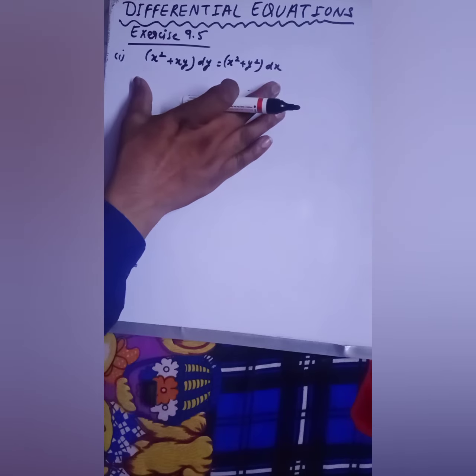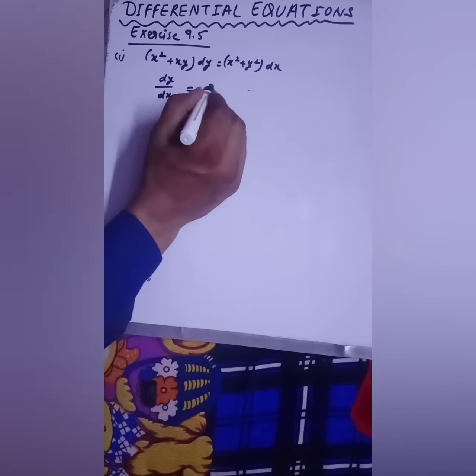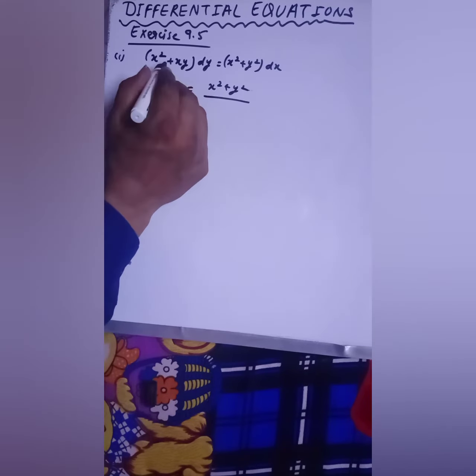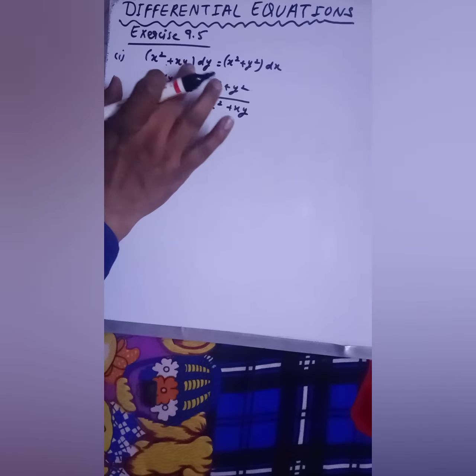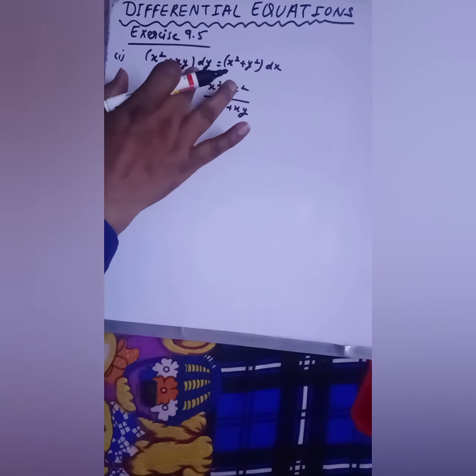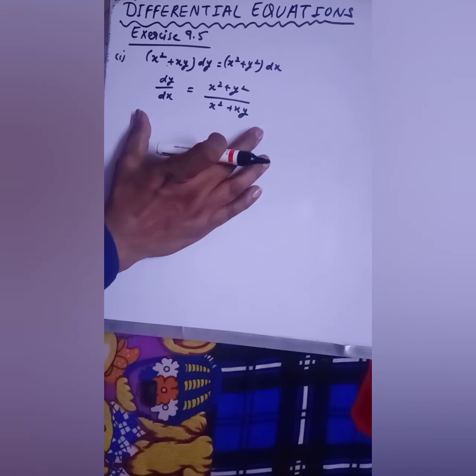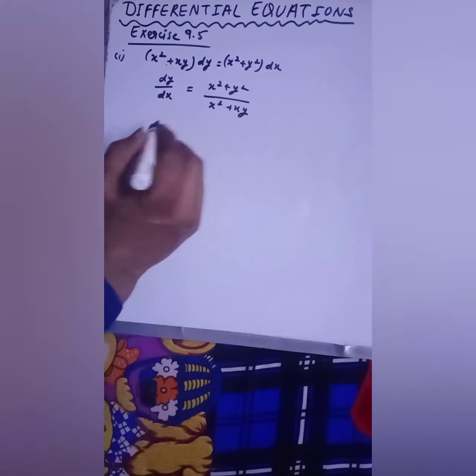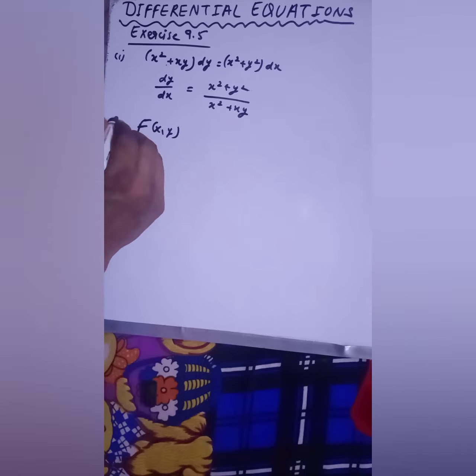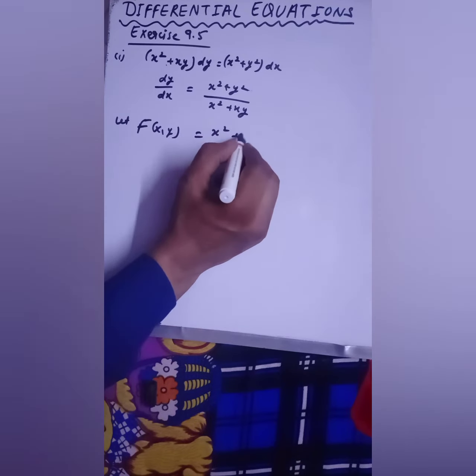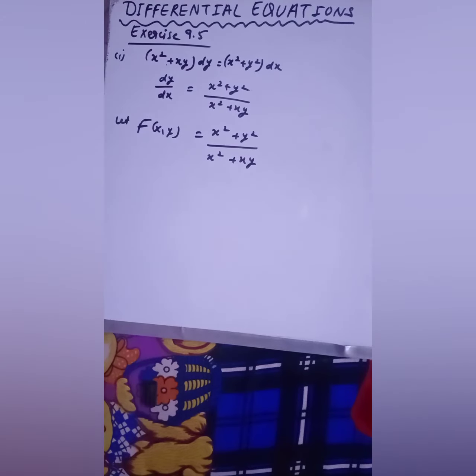In this exercise, you will calculate dy by dx first, and this function x square plus xy will come on the denominator. So this is your dy, and dx will come in the denominator of dy, and this function will come on the denominator of this one. So this is your dy by dx. I'm assuming that this is your function f(x, y) equals x square plus y square over x square plus xy.